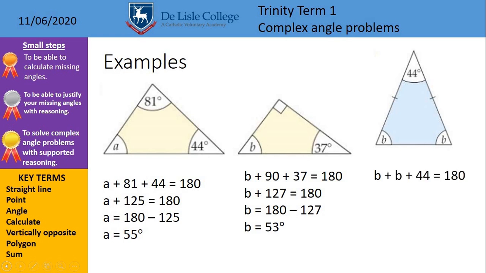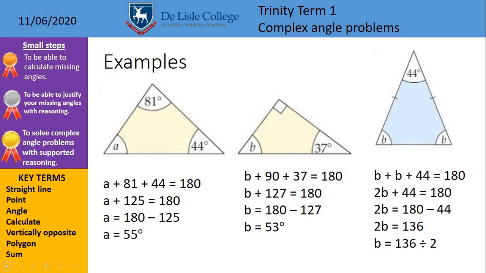So 2B plus 44 is 180, and then we can do 180 minus 44 to get what 2B is. To get to one B, we've got two lots of it, we just need to divide by 2, and so we get 68 degrees for B. Two lots of 68 plus 44 is indeed 180 degrees.